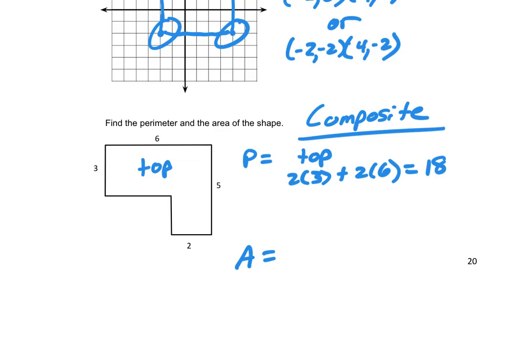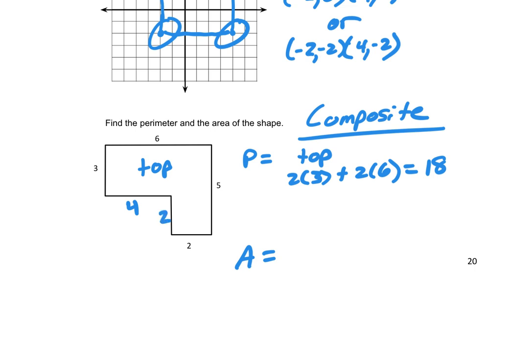what would be the length of this piece right here? 4. Yep. Okay, I thought you meant the up and down one. And then this one here? The whole thing is 5. This piece here is 3. So the leftover here would be 2. Okay.